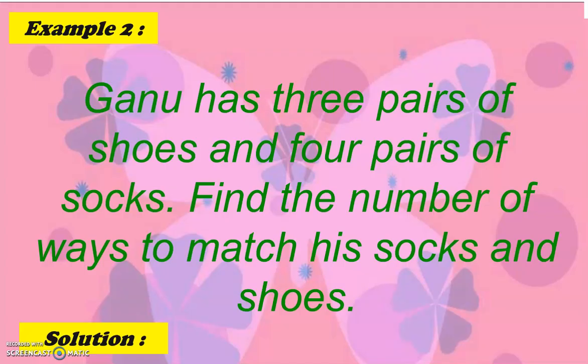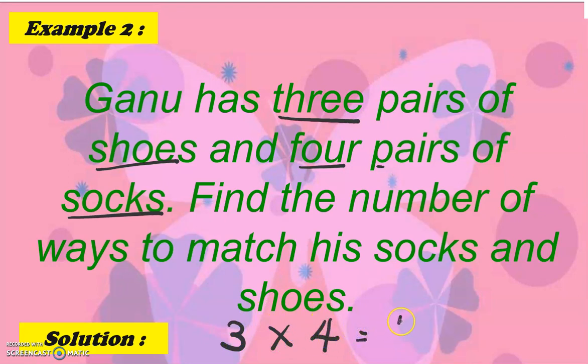Okay, this is the second example. Ganu has 3 pairs of shoes and 4 pairs of socks. So dia ada 3 shoes and dia ada 4 socks. Okay, so find the number of ways to match his socks and shoes. Kalau kita guna konsep tadi sama juga. Okay, dia ada 3 pairs of shoes times 4 pairs of socks, so dia akan dapat 12 ways. Okay, ada 12 cara untuk match dia punya socks and shoes.